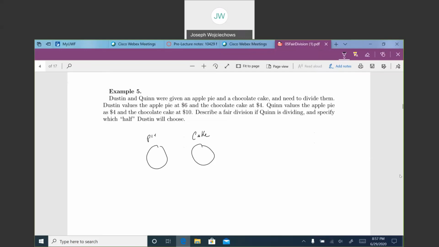And need to divide them. Now, Dustin values the pie at $6 and the cake at $4, for a total value of 10. Quinn values the pie at $4 and the chocolate cake at $10. Fair division if Quinn is dividing, and specifically which half Dustin will choose.